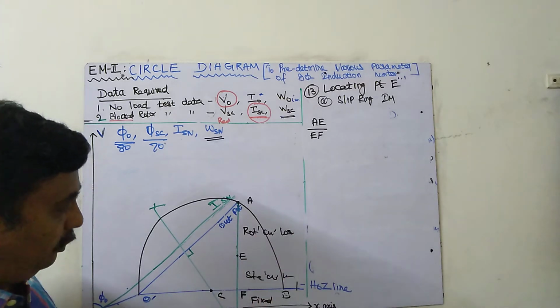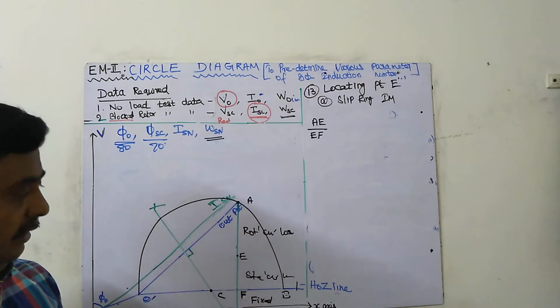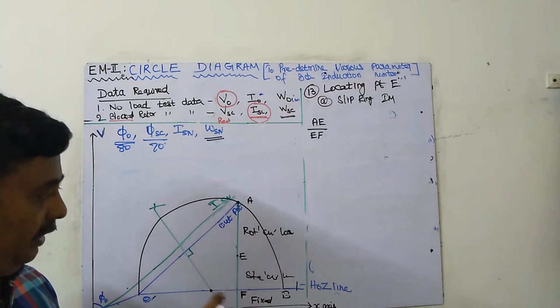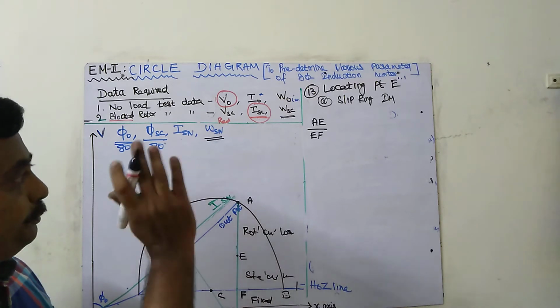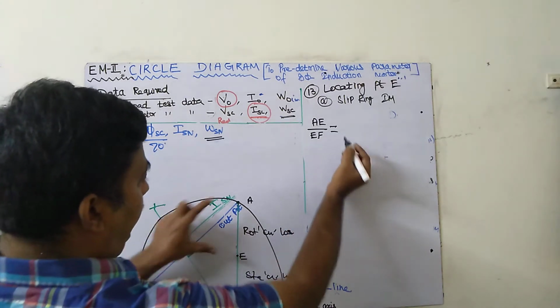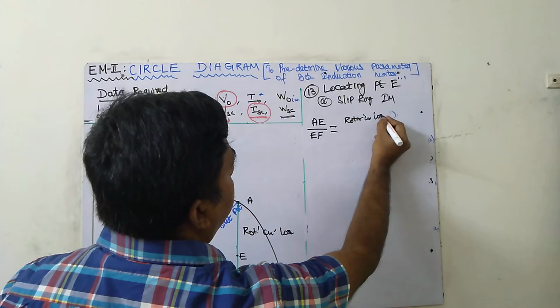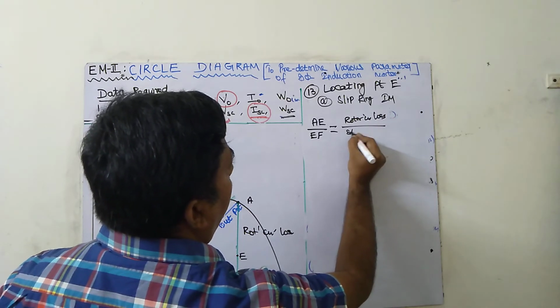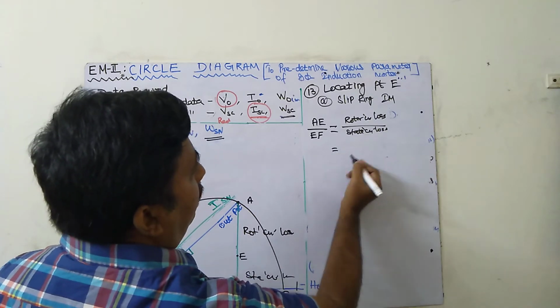Okay, E is the point I have to locate. The notation should be the same, then only we can easily remember, because in the laboratory I have given all those notations. So AE by EF equals what? AE is the rotor copper loss divided by the stator copper loss.